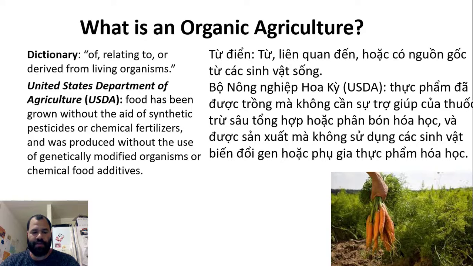First, let's discuss the USDA, or United States Department of Agriculture's, definition of organic agriculture. Let's read. Organic agriculture is defined as food that has been grown without the aid of synthetic pesticides or chemical fertilizers and was produced without the use of genetically modified organisms or chemical food additives.